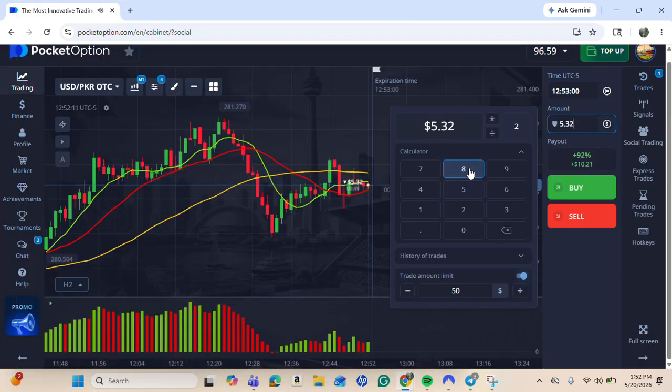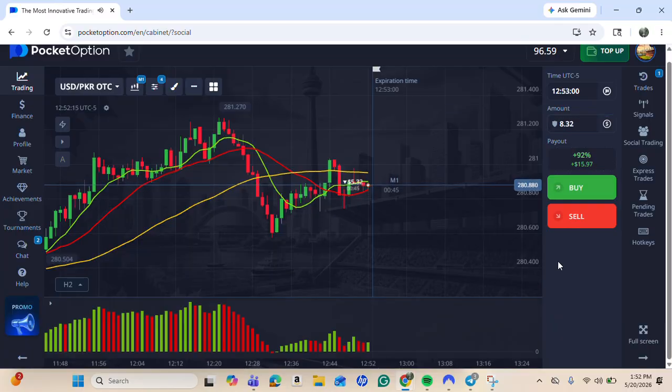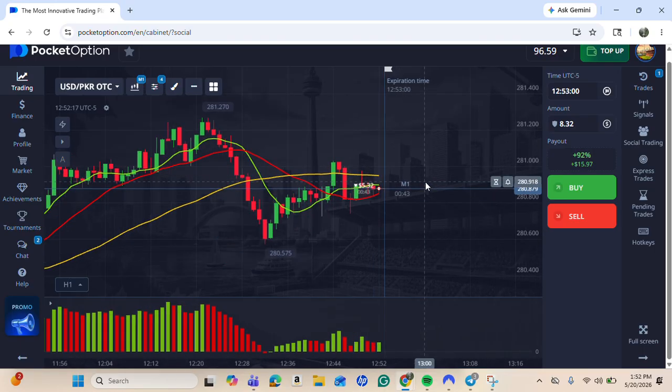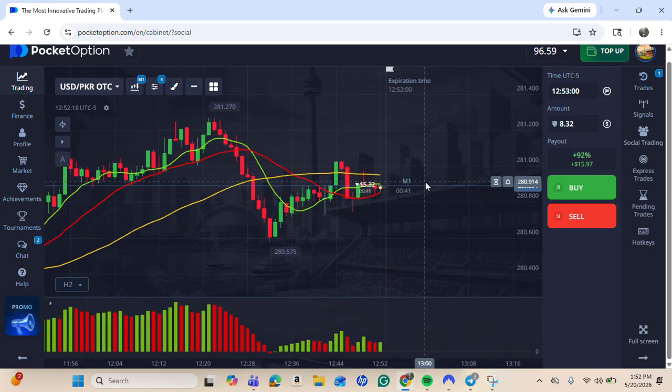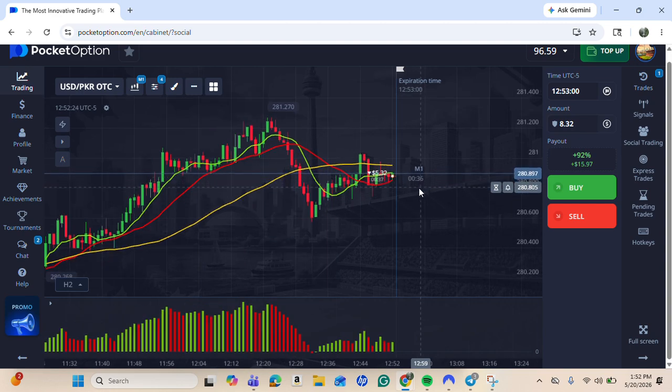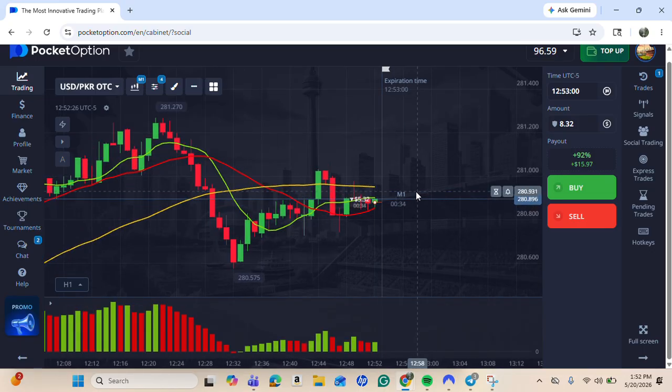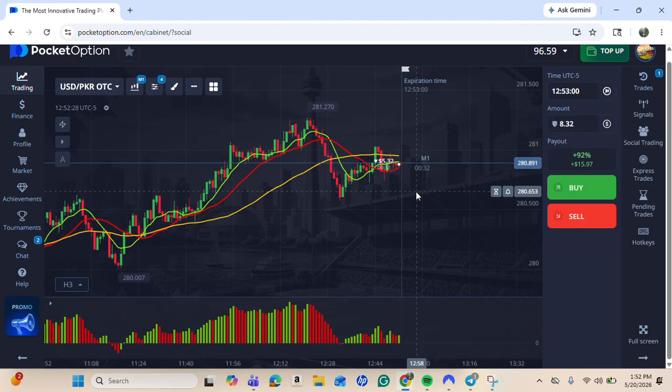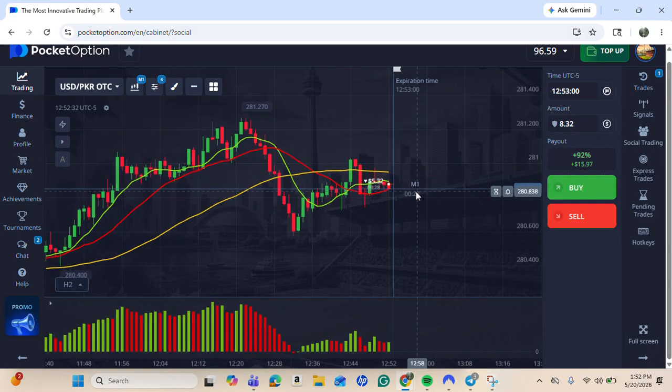$8.32. But one thing I'm not gonna do is, even though I'm showing how to use the calculator effectively, I'm not gonna intentionally blow my account. So if it goes to a certain amount, I'm gonna come back and start over again. It's okay. It happens. But I'm just showing you how the product works.